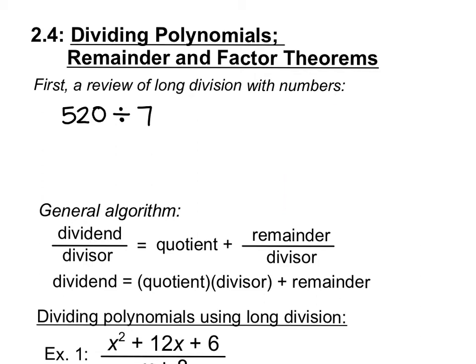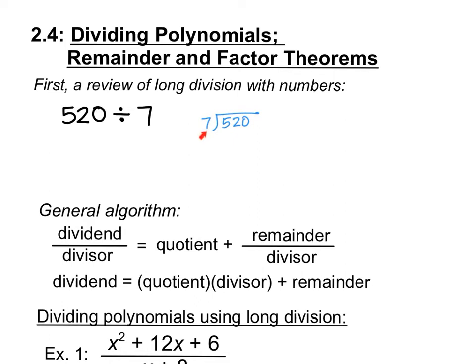To begin this lesson, we're going to do a quick review of long division. Take a look at this long division problem. 520 divided by 7. Well, we all know how to set this up. 520 is called the dividend, and it goes inside. The 7 is called the divisor, and it goes on the outside.